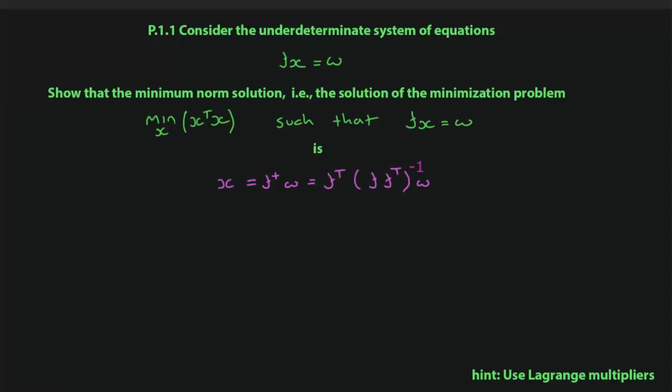Today we're going to be working on this optimization problem where we're going to be showing that the optimal solution to the function x transpose x, subject to the constraint that Jx equals w, is given by this function x, which we have in purple. And our hint to achieve this is that we're going to use Lagrange multipliers.